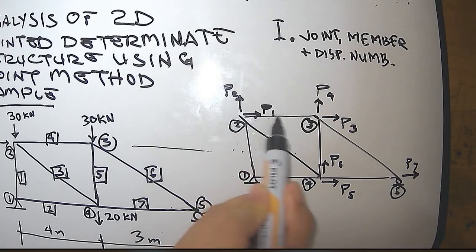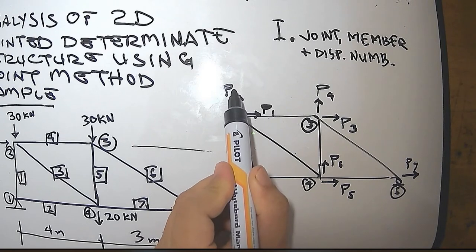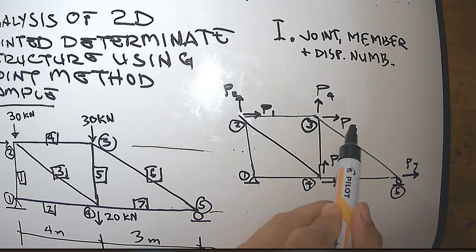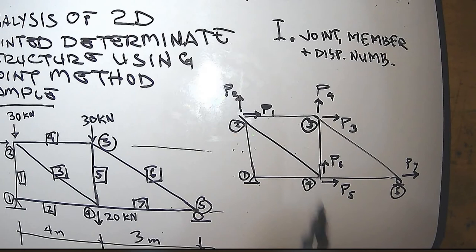Ngayon, ang trick dito, always start with the horizontal followed by the vertical. So, like sa number 2, we have P1 horizontal, P2 vertical. Sa node 3, P3 horizontal, 4 is the vertical. Okay, so yan ang pattern natin. So, remember, ang assumption natin sa displacements, laging nasa positive direction yung arrow. Okay? Tapos, susundan mo yung node numbering. And then always start with the horizontal followed by the vertical.